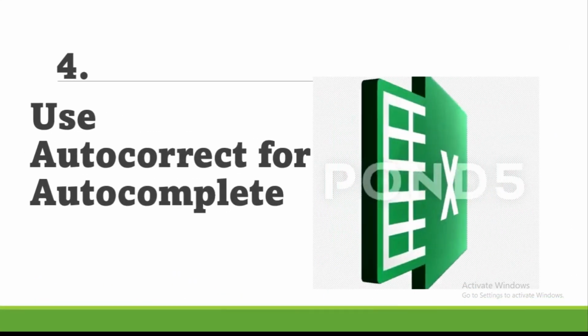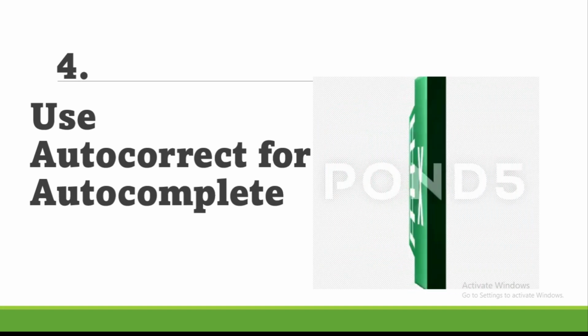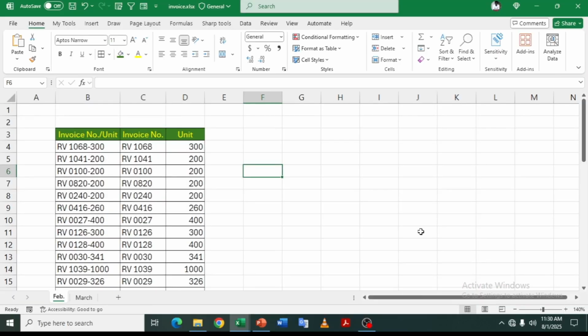Number 4, use autocorrect for autocomplete. The autocorrect function is used to correct misspellings in your typing, but you can also use it for making abbreviations for long names. For example, let's say NPF, and that gives me Nigerian Police Force, and if I type Hopeward, it gives me Hope Wardell Training Institution instead of going through the stress of typing the long name. Let's see how it works.